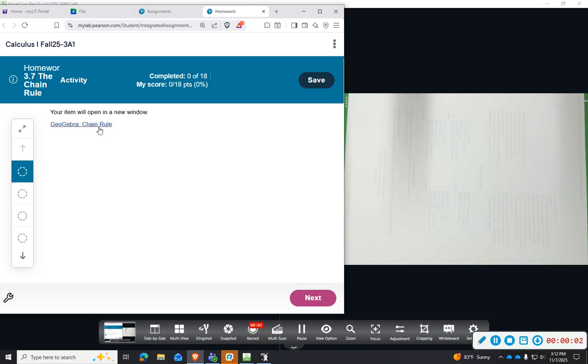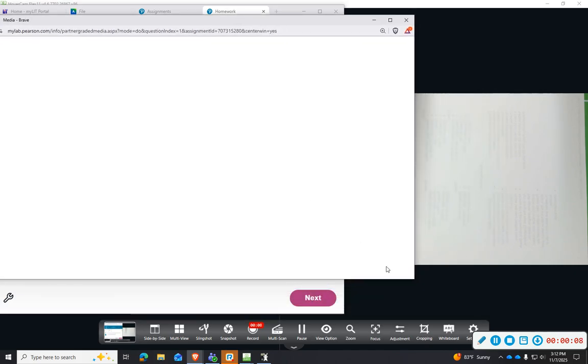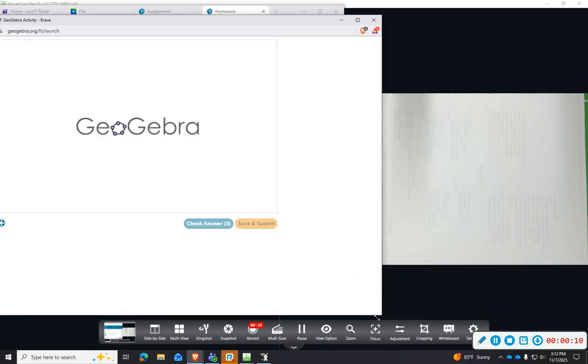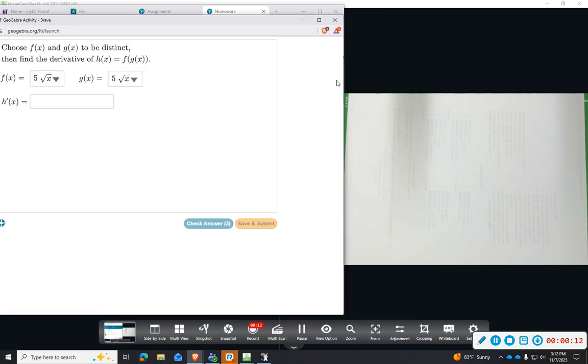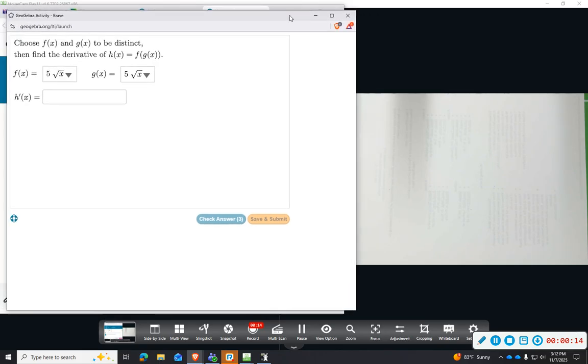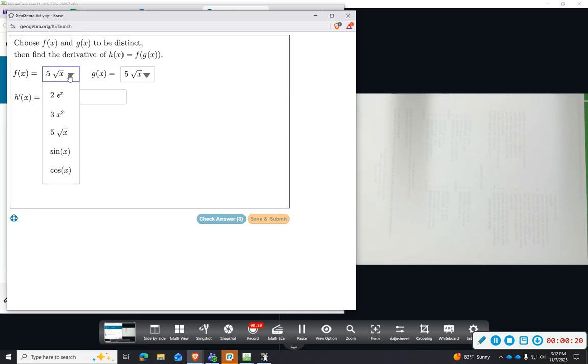All right, this is section 3.7. It is going over the chain rule. The first problem is a GeoGebra, which will want us to pick our function. So we're going to pick two different functions, and we're going to find the derivative using the chain rule. It doesn't really matter which one we use.